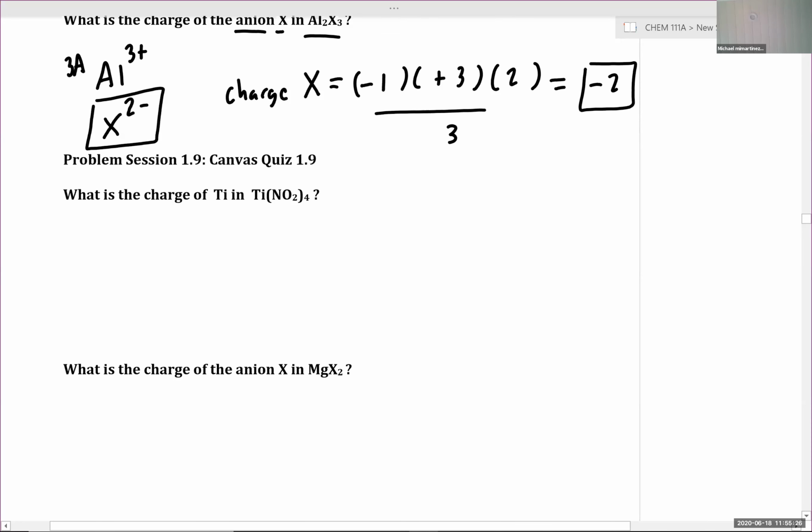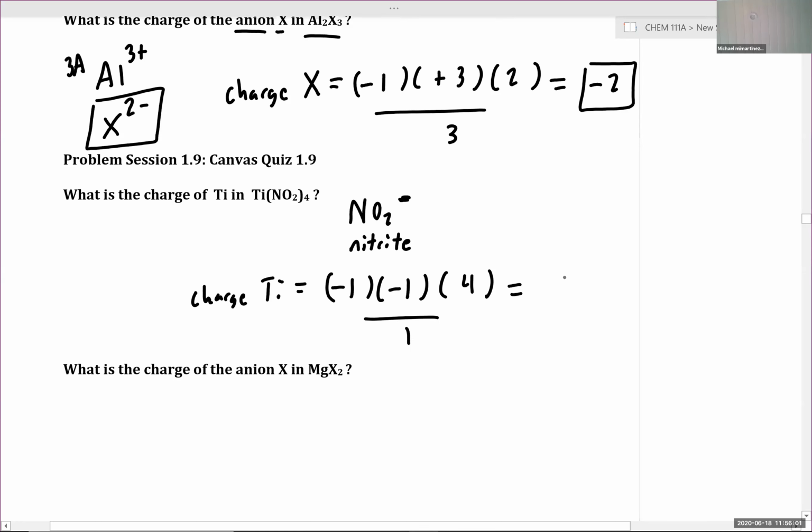Okay, so let's now discuss this problem. First and foremost, let's look at NO2, which is known as nitrite. What is the charge of nitrite? From our table of polyatomic ions, what is our charge for nitrite? -1, yep. So the charge of titanium is equal to -1 times the charge of nitrite times the number of nitrite ions over the number of titanium ions, which gives us a charge of titanium of +4.